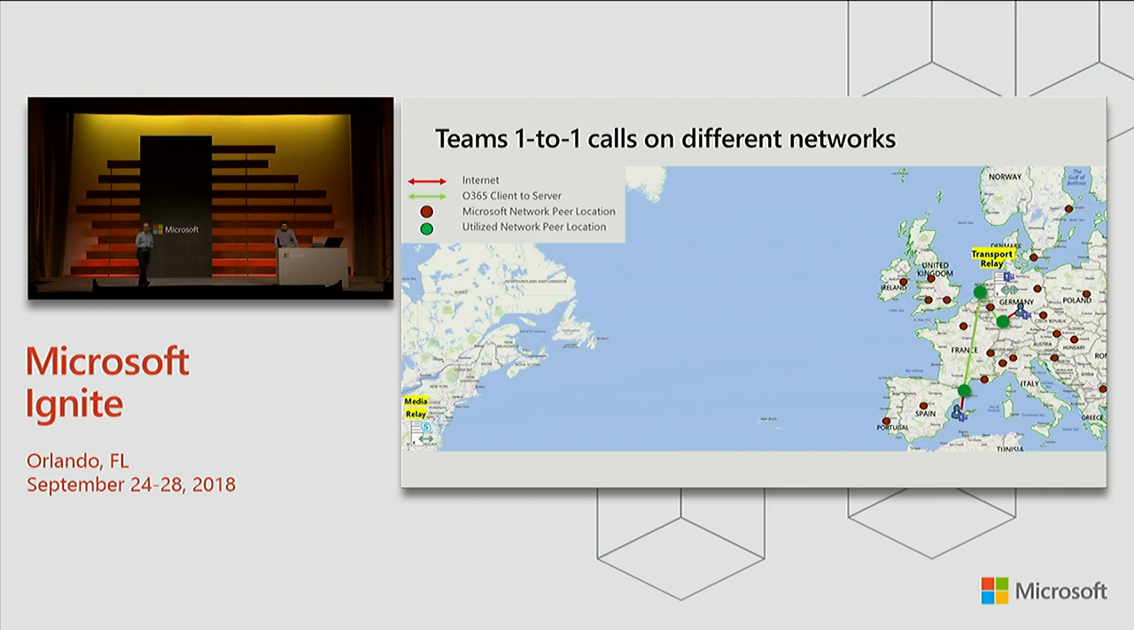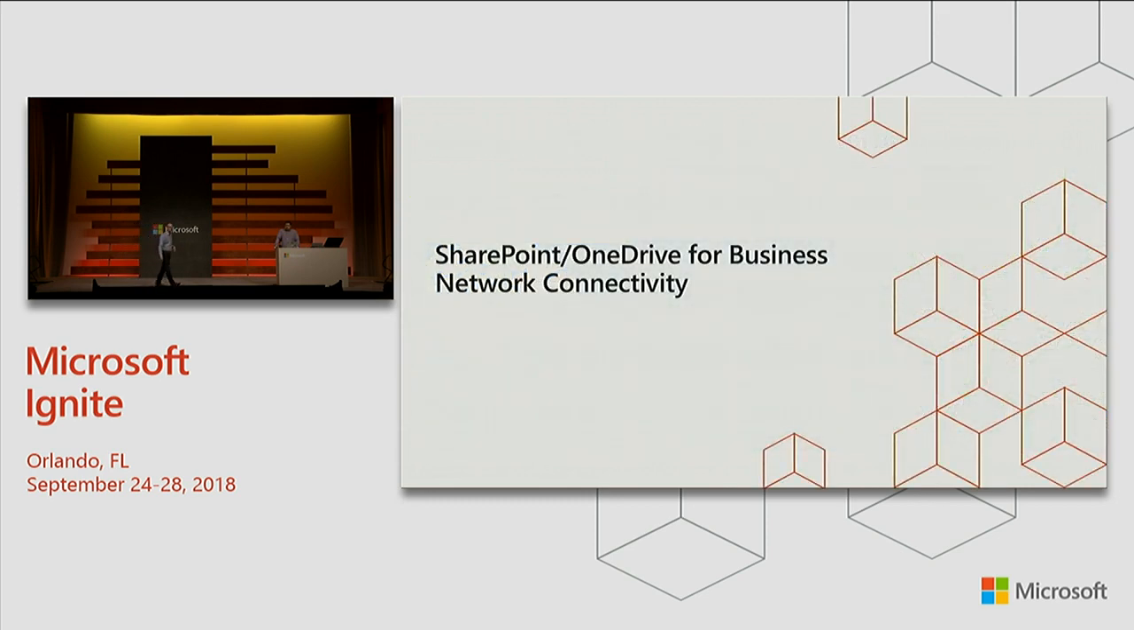So in this case, we have a transport relay, looks like up in Amsterdam. And so now, even though this is a North America tenant, we're using a transport relay much closer to both of those users in order to manage that communication. You can get a much better end user experience as a result.